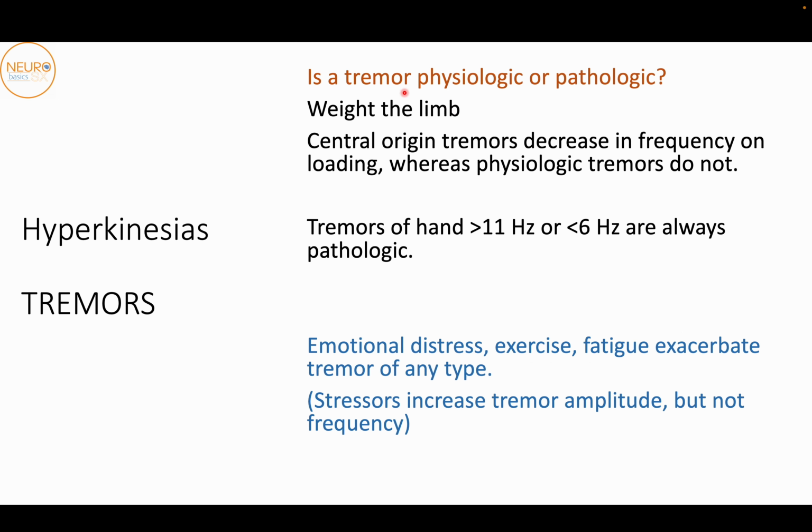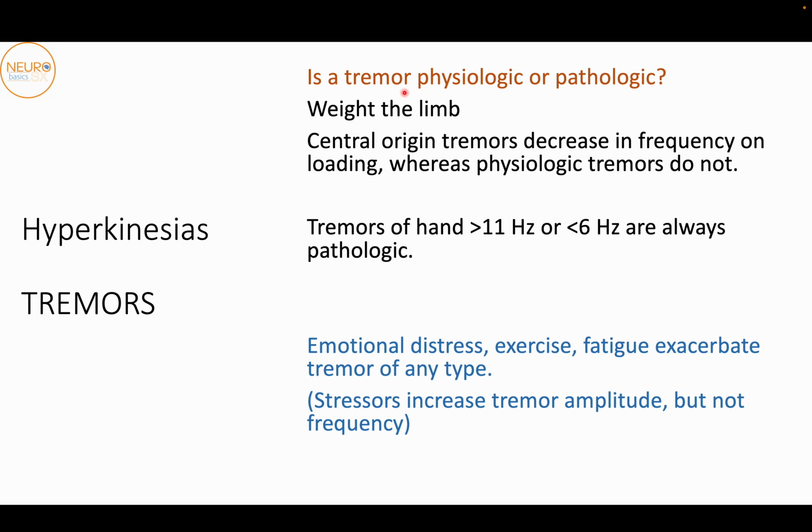Now, is a tremor physiologic or pathologic? To figure that out, a thing you can do is just weight the limb, just put some weight on that limb. So, if you put some load on the limb, if the tremors decrease, then they are probably arising from a central or abnormal origin. Your physiologic tremors will not decrease if you put a load on the limb.